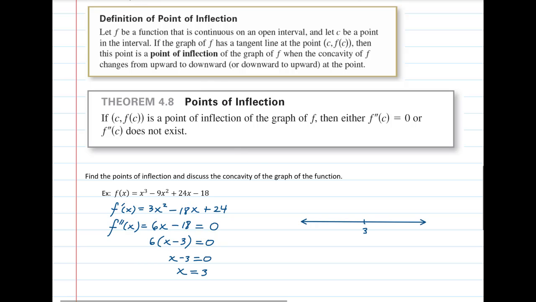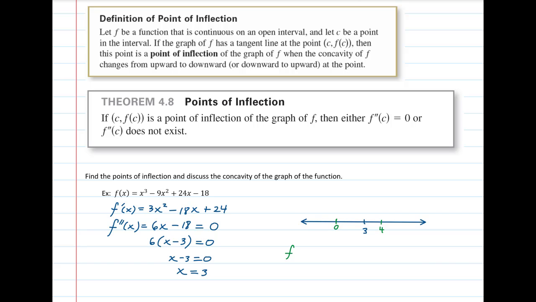Now, remember, the point of inflection, if there is one, is going to happen when the second derivative is 0 or undefined. In our case, there's no undefined because this is a polynomial, so only when the second derivative is equal to 0, and we saw that we got x equal to 3. So that's a possible point of inflection.